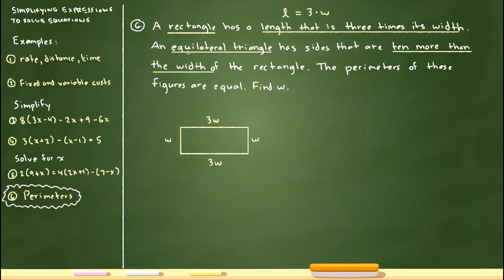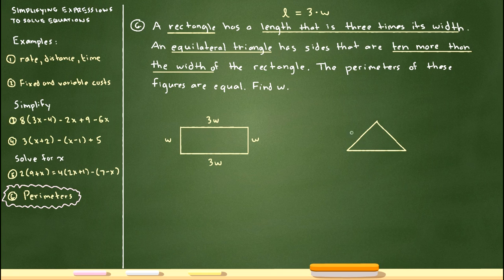Next up, we have an equilateral triangle. Okay, so we need to know what an equilateral triangle is. An equilateral triangle means you have a triangle where all the sides are the same length. So I'm going to do the best I can for drawing an equilateral triangle. Okay, that looks pretty good. So there's my triangle.